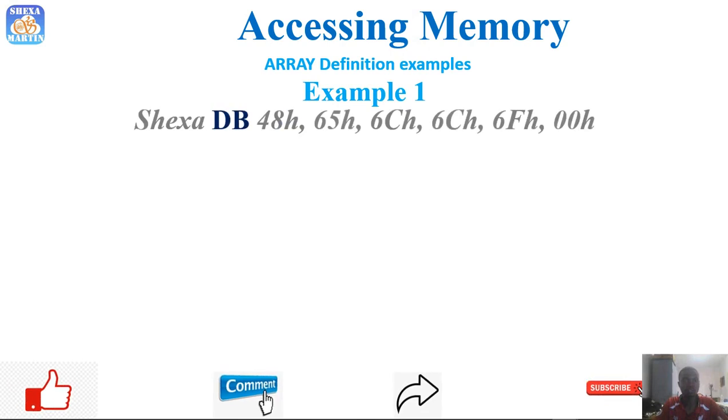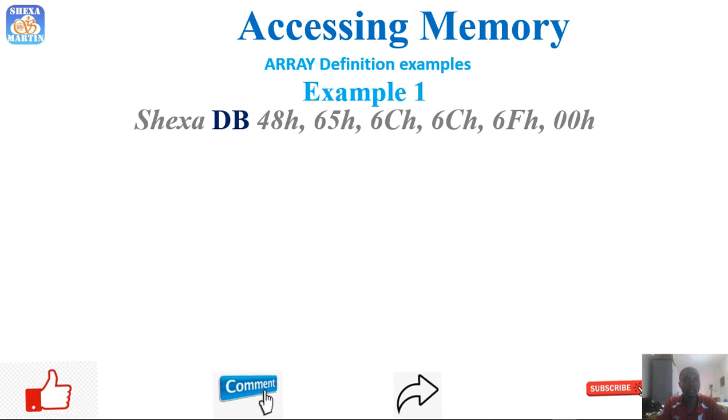Example number 1. What do we do? We start with a variable name. Let's call it Shexa. So Shexa is our variable name, right? And these are the values that we have in our Shexa byte variable. So Shexa is of size what? It's of size byte. If you look at it there, Shexa is a variable of size byte.